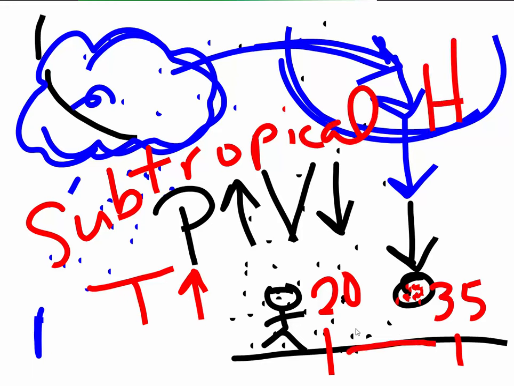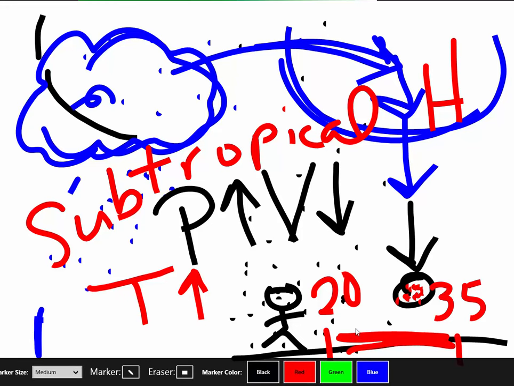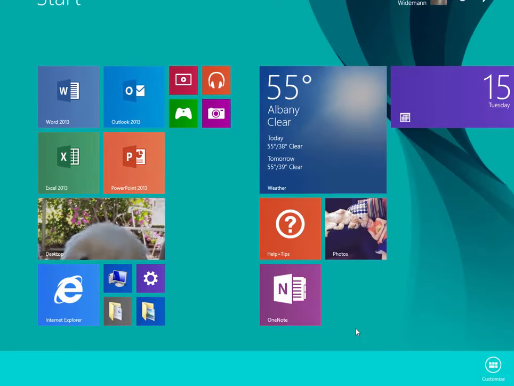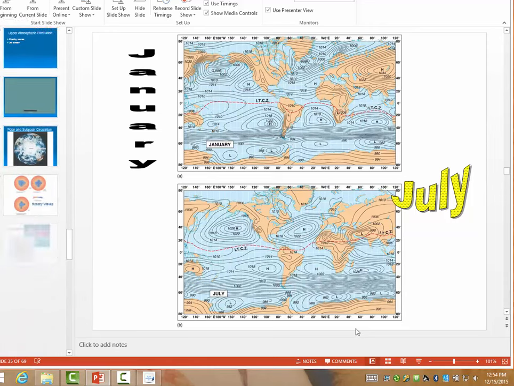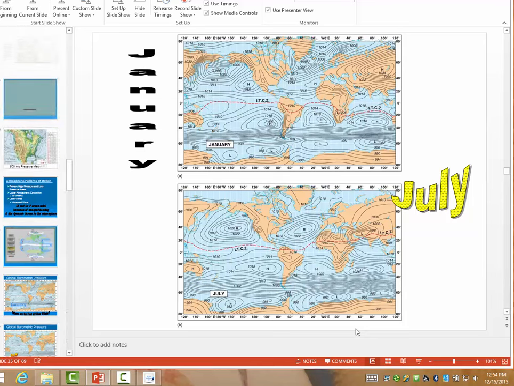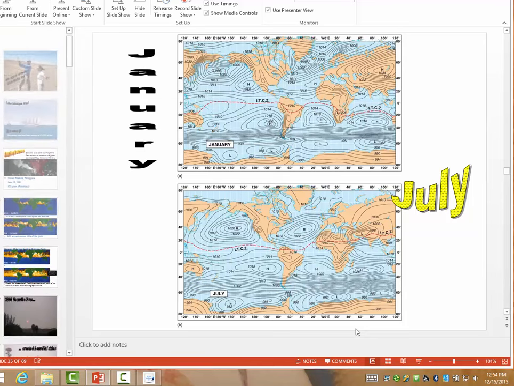So these are subtropical high pressure zones, and what's exciting about this is that it is actually our world's largest deserts. So when we look at a map of the Earth, we can see, wow, this is actually quite amazing. Let me see if I can find our insolation map on here.